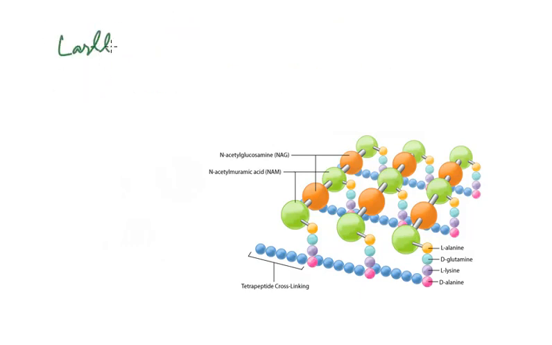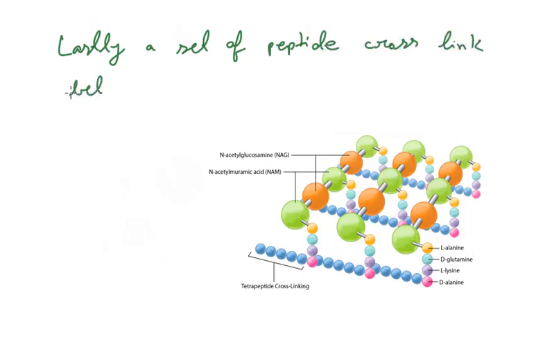Then there is a cross link between these tetrapeptide side chains, and these cross links vary a lot between the species. For example, in Staphylococcus aureus, 5 glycines link the terminal D-alanine to the penultimate L-lysine.